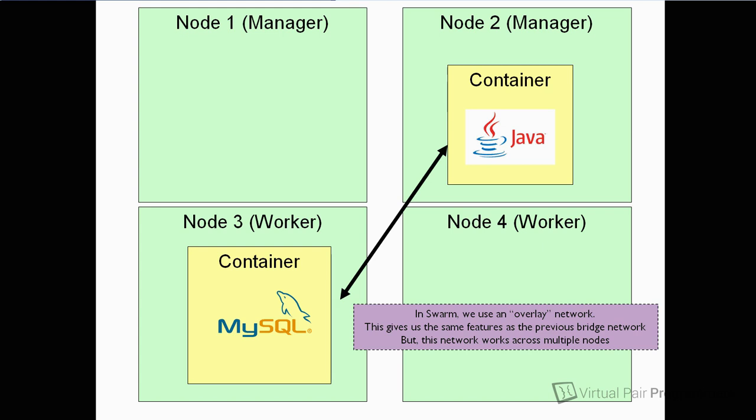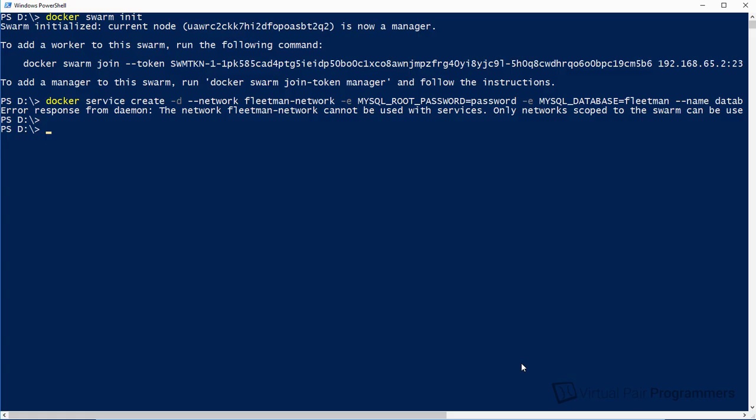And as the caption here says, it's going to give us all of the same features that we've had on the previous network that we've been using. You might recall that that type of network is called a bridge network. The difference is this network will work across multiple nodes. It's called the overlay network. So to create one of these overlay networks is really easy. We'll do a docker network create --driver and overlay.